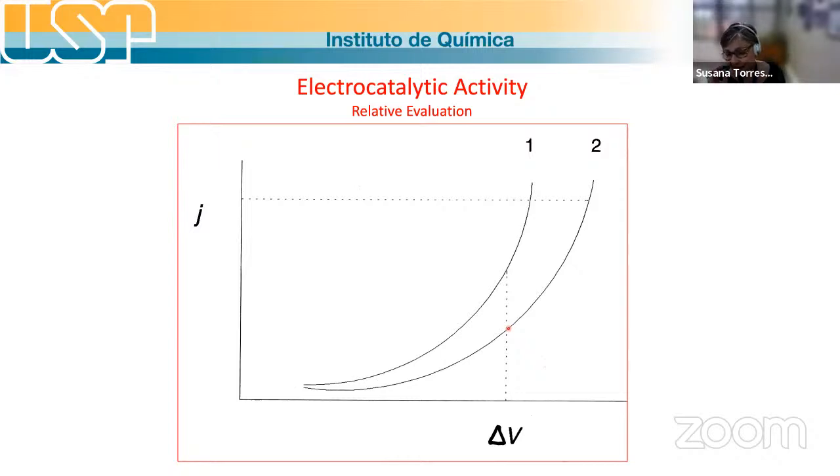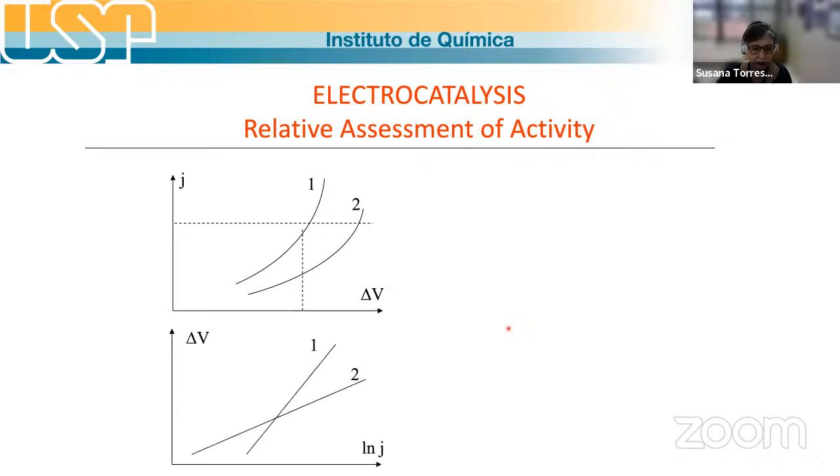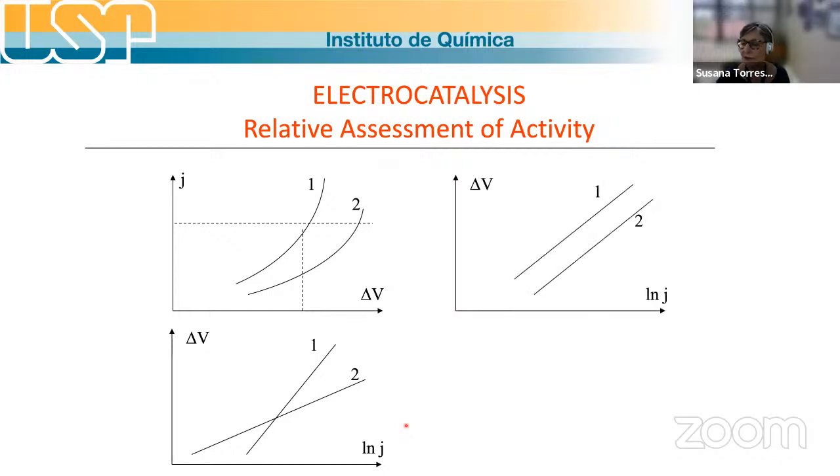But the plot is not complete. We can do a different assessment. For example, we continue to discuss electrocatalyst 1 and electrocatalyst 2. If I now do a plot of the Tafel type, for example, the logarithm of the current as a function of potential, I can have this situation for these two electrocatalysts that I am comparing, or I can have this situation, or I can have this situation.